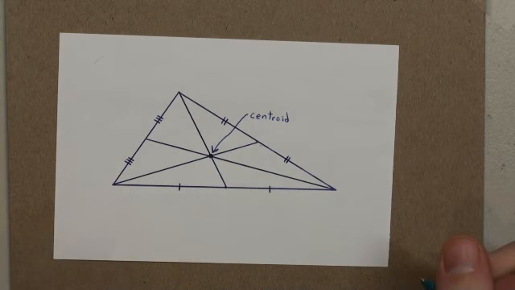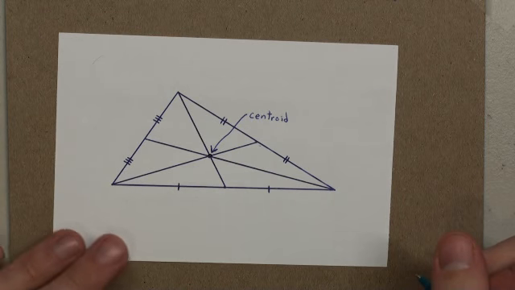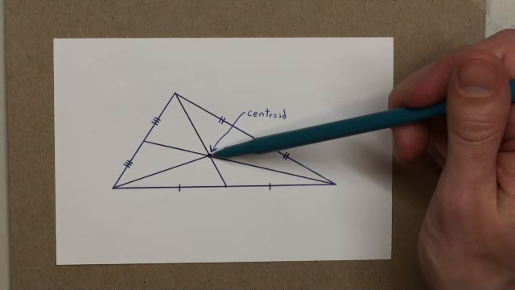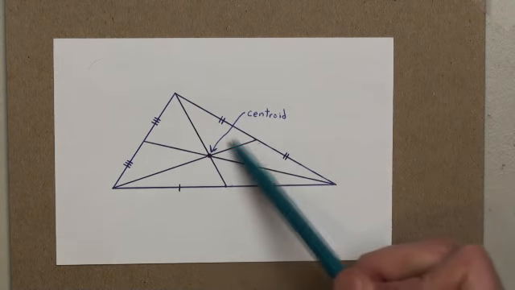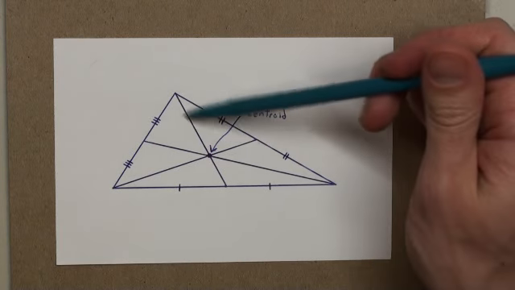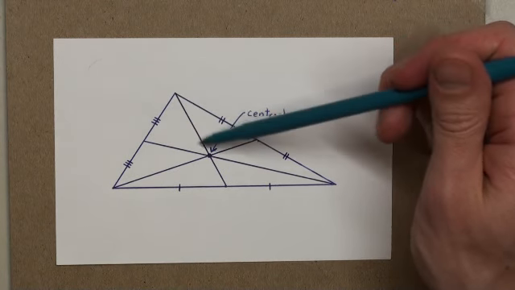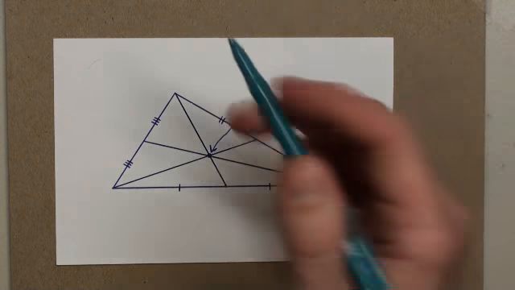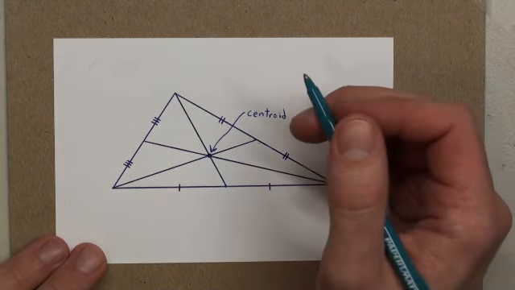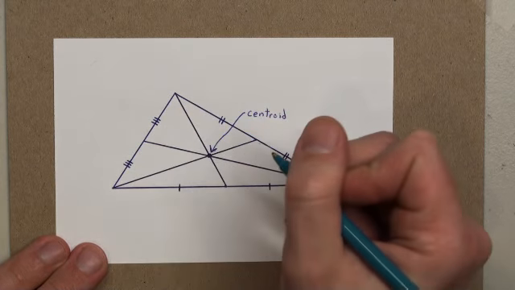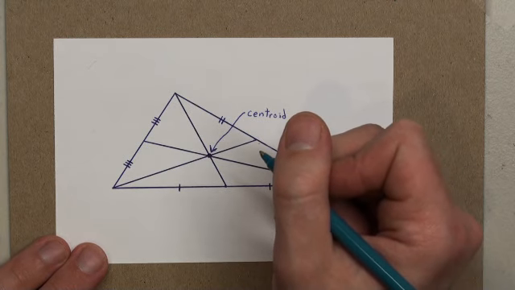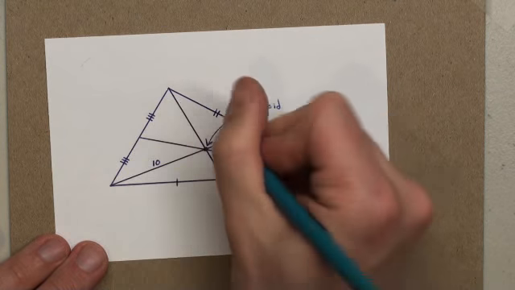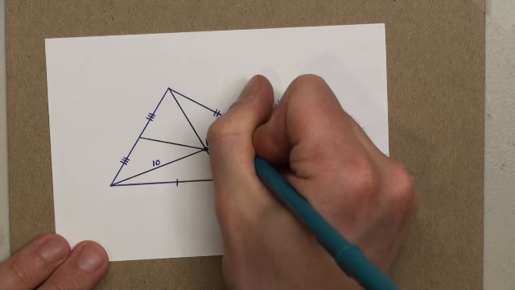Okay? So now that's a special point because it divides the medians in half. It divides them in a special way. The longer piece near the vertex is always twice as long as the smaller piece. So let's draw in some numbers here. So if this was, let's see how I can do this best. So if this was 10, this would be 5.